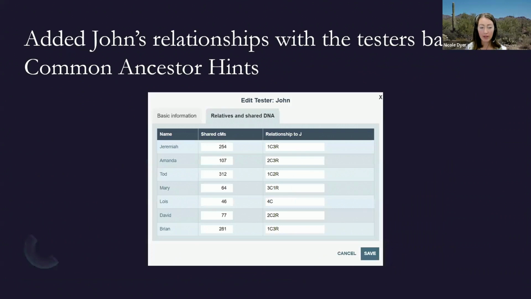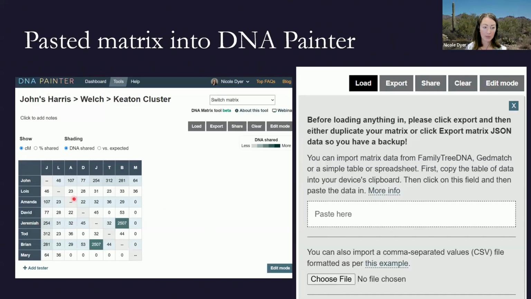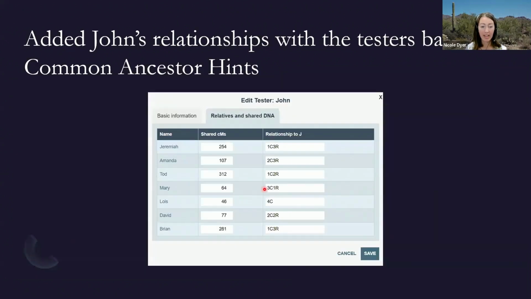And so then I went into John's profile. So the way I did that was by clicking on John's name, and then it opens up his profile, and I clicked edit. Once I clicked edit, I went to the tab relatives and shared DNA. And that's where I went and entered all the relationships of Jeremiah, Amanda, Todd, Mary, Lois, David, and Brian. And remember, I selected them because they all had common ancestor hints with John. That's how I filtered the shared matches list to use. So then I inputted all of their relationships based on the common ancestor hint.